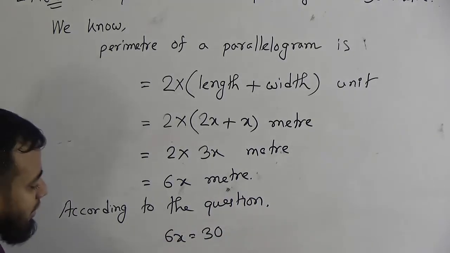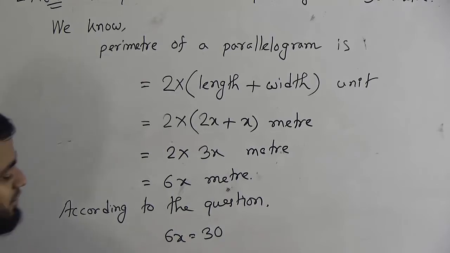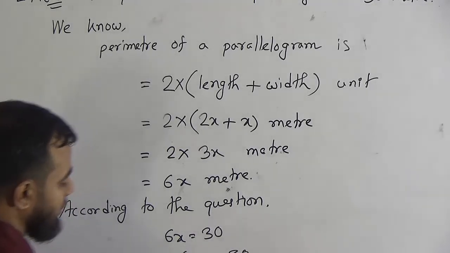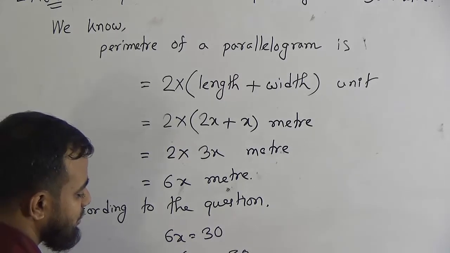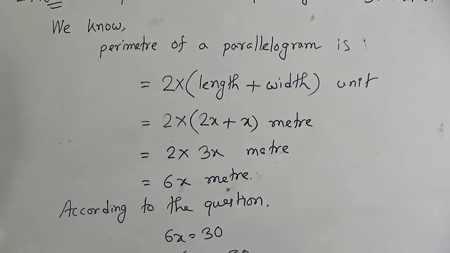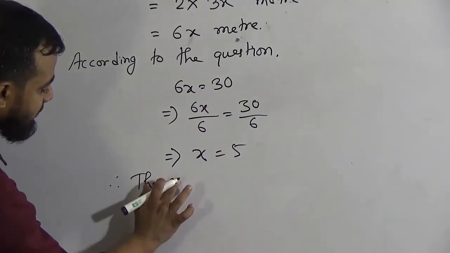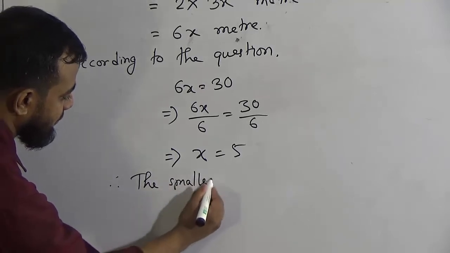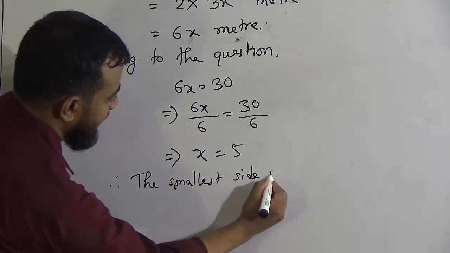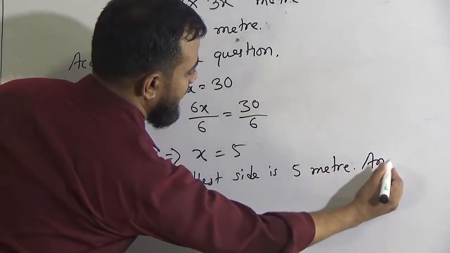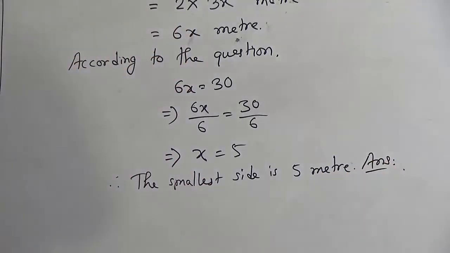Okay, so we need to find out the value of x. That's why we need to divide by 6 on both sides of this equation. Then you can find out the value of x. x equal to 5. That means the smallest side's length will be 5 meter. Therefore, the smallest side is 5 meter. Okay, this is our answer for activity A. I hope you have understood the solution. It's a very simple solution.